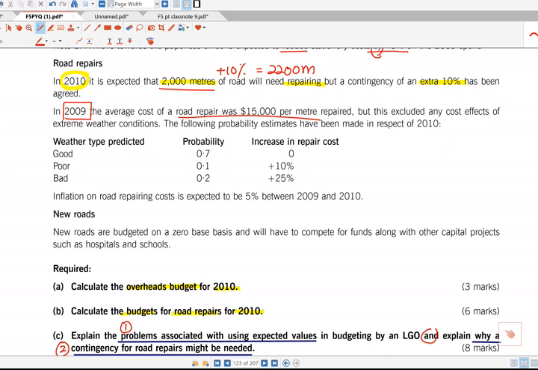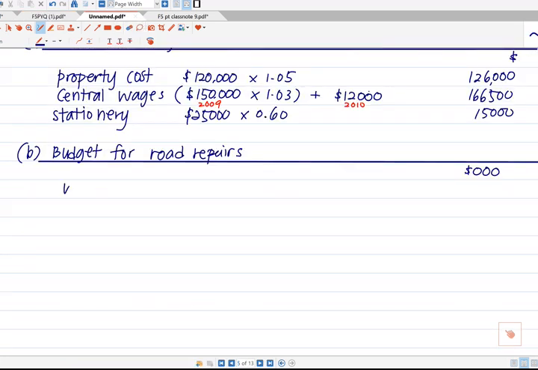However, whatever the cost 15,000, it is based on which year? 2009. But from 2009 to 2010, we expected to have inflation 5%. So don't forget the 15,000 is based on 2009. But now we are not budgeting for 2009. We are doing the budget for which year? 2010. So for all the calculation, it must add on 5% for the inflation. I'm not sure how much it is, but everything depends on the weather conditions. It could be good, poor, or bad.